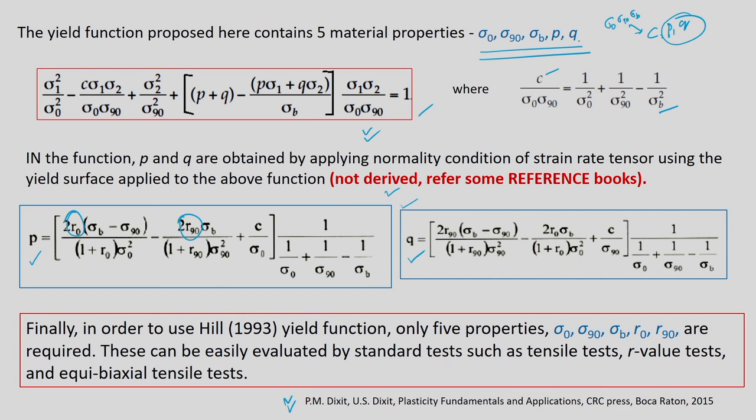So finally, we can say that in order to use the 1993 yield function, only 5 properties are required: sigma 0, sigma 90, sigma b, which are already there, and instead of P and Q, you need to get R0 and R90, which are easily available. How do you get them? You can do a tensile test, you can do an R value test, and you can do an equibiaxial tension test.